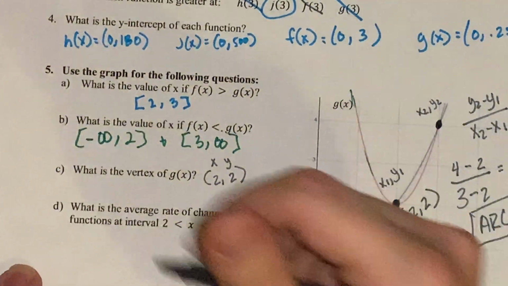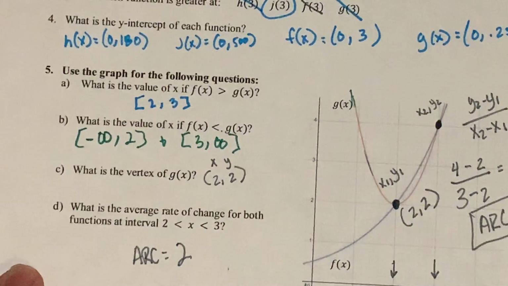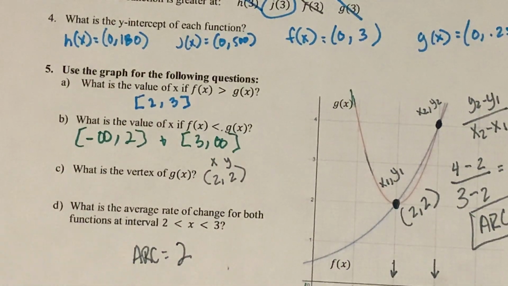And so for part D, the average rate of change between those two points, because they both share the same points at those two spots, will be the same. The rate of change is 2.